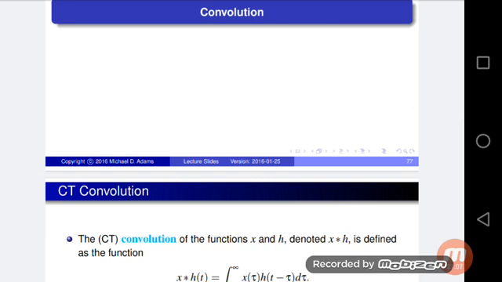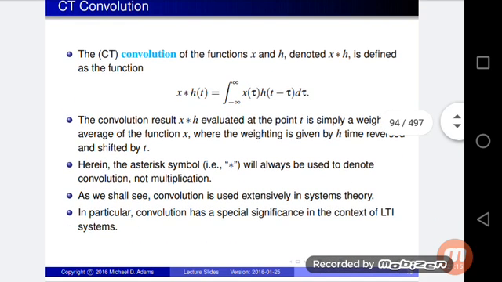Next one is CT convolutions. CT means continuous time. The continuous time convolution of the functions x and h, denoted x * h, is defined as the function (x * h)(t) equal to the integration from minus infinity to infinity of x(tau) h(t minus tau) d tau.